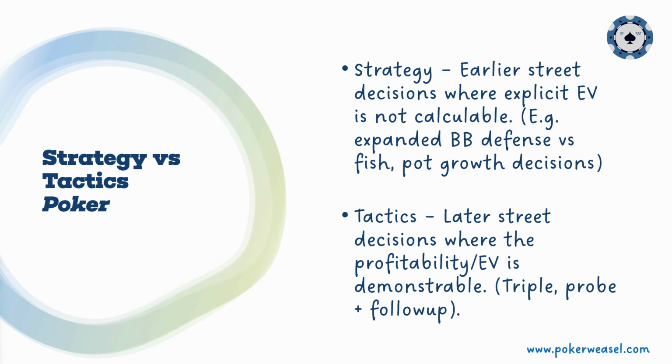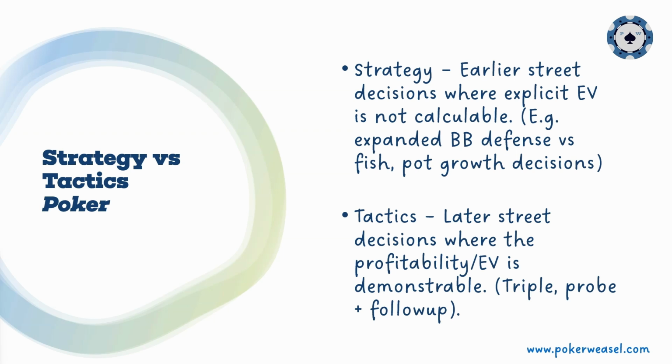Even if the solver says mix across those two sizings, the EV is the same. In practice, the EV could be considerably different. We don't know exactly how different, but that doesn't stop us from pursuing the highest possible EV through sound strategic decisions. Let's now think about tactics. Tactics we're referring to as later street decisions where the profitability/EV is demonstrable. In other words, we can calculate and make very decent estimates regarding our precise EV.